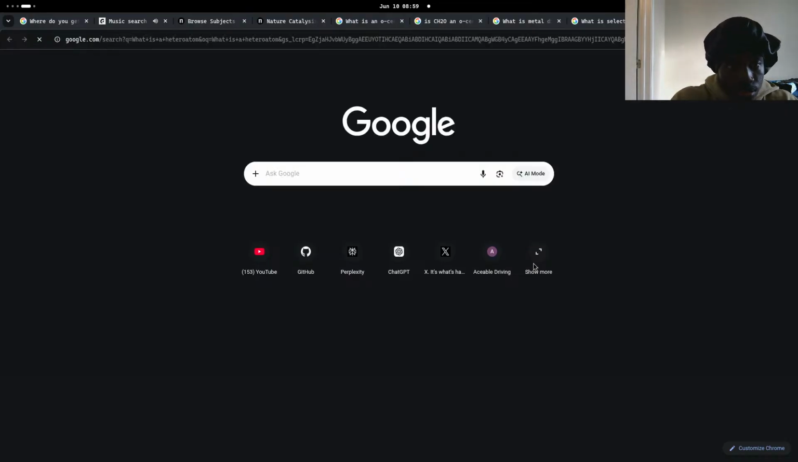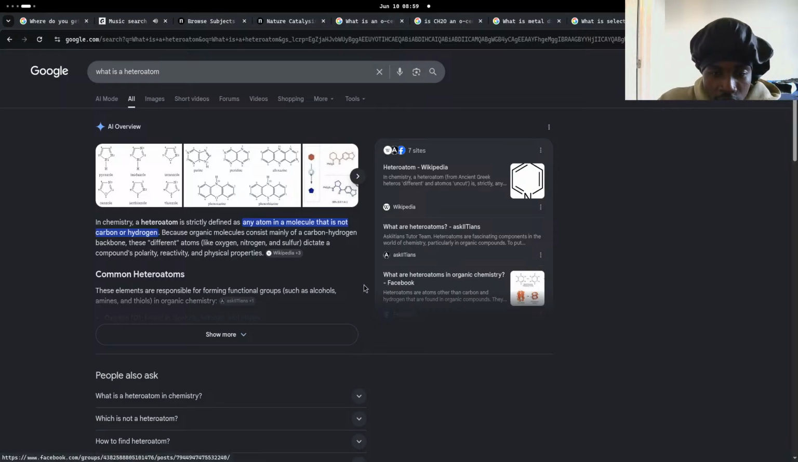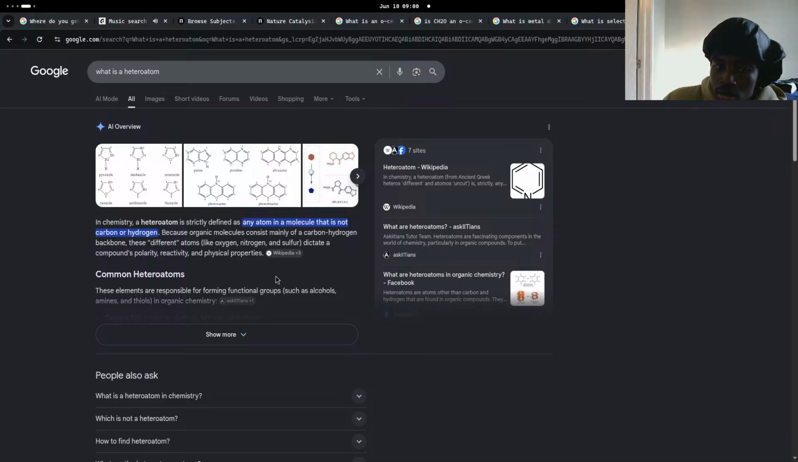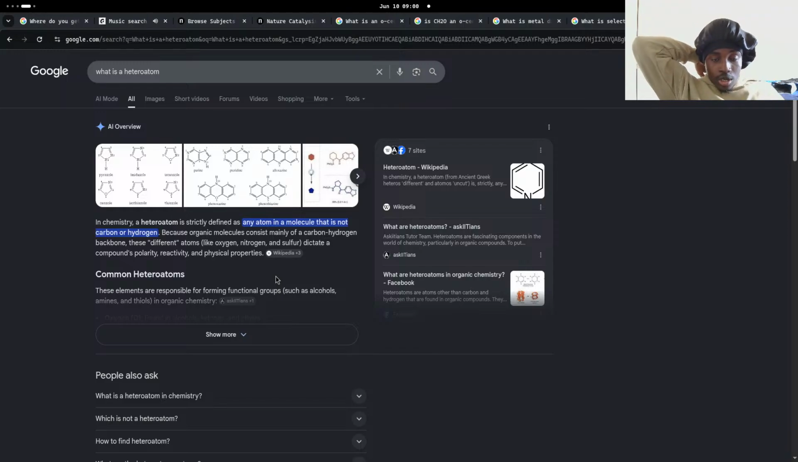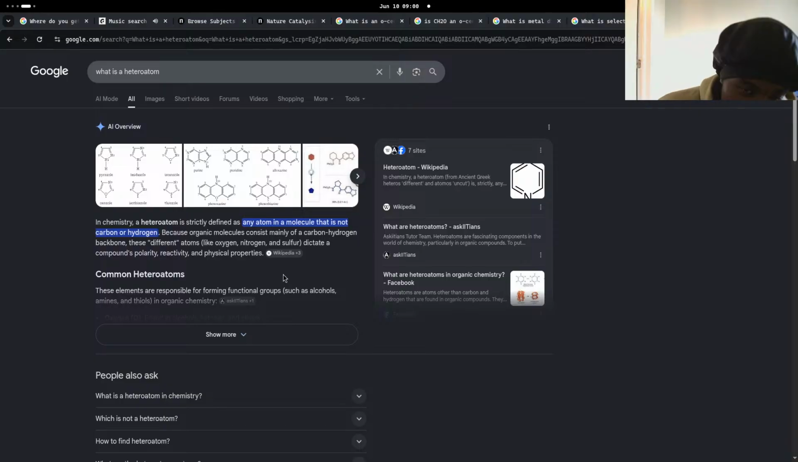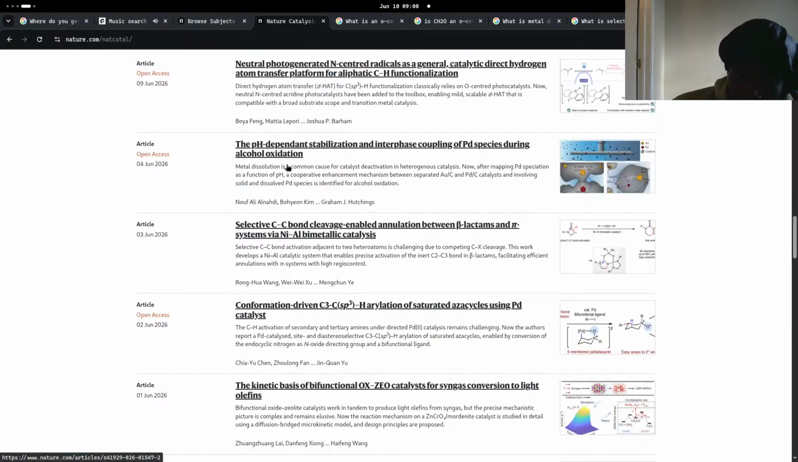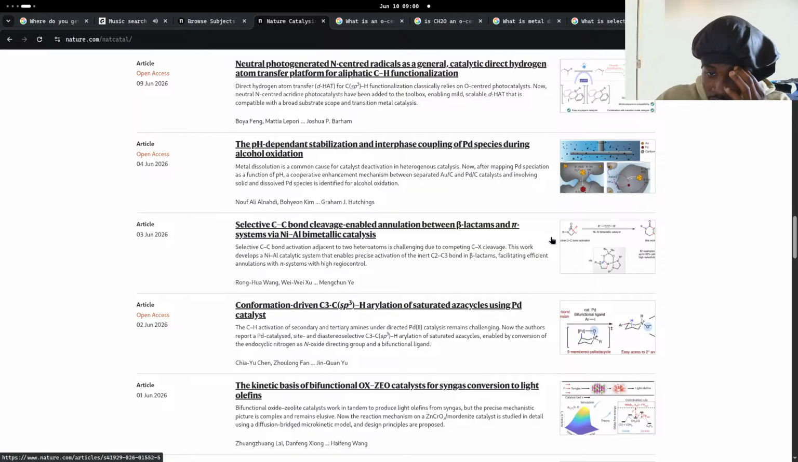Now, what is a heteroatom? Any atom in a molecule that is not carbon or hydrogen. Oh, okay. So in organic compounds, carbon, hydrogen, oxygen, nitrogen, right off the bat. If they're referring to oxygen and nitrogen, what they're saying is that using a metal to cleave these carbon-carbon bonds, when each of the carbons has either an oxygen or nitrogen or both, is challenging due to competing carbon-X cleavage.